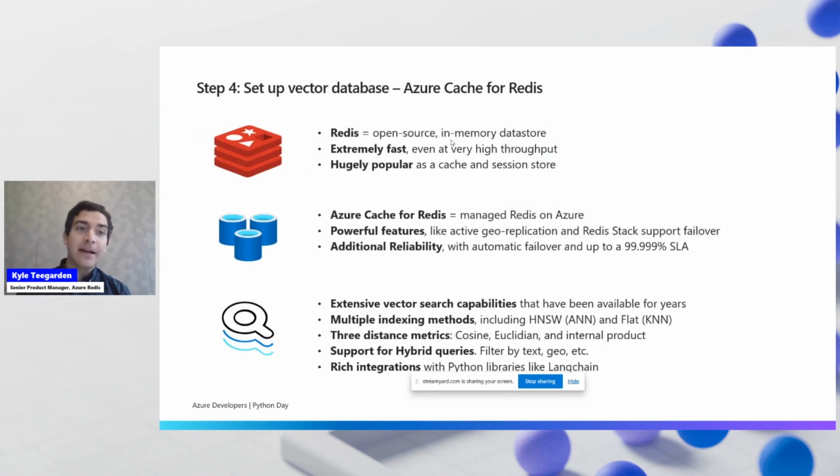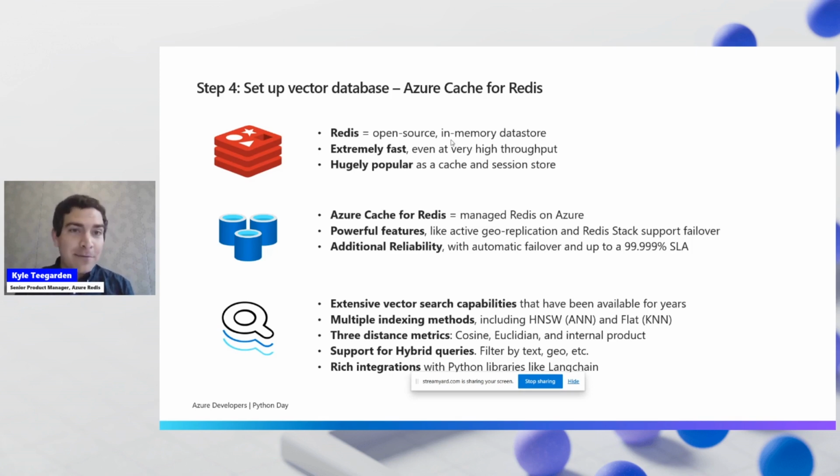And then you need a vector database. And if you can see my little title on the screen, I am a product manager on the Azure Cache for Redis team. So if you'll indulge me, I will take a few extra moments to talk about using Redis as your vector database, because this is a really important part of your application.